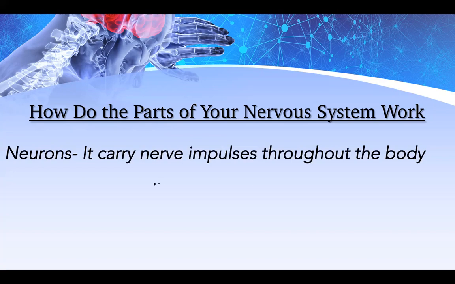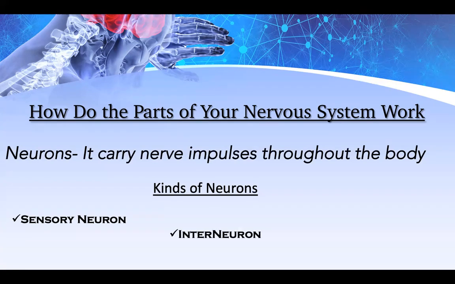And there are three kinds of neurons. First is the sensory neuron. A sensory neuron picks up a stimulus and converts it into a nerve impulse. The second is the interneuron. It carries a nerve impulse to another interneuron or to a motor neuron. And the third is the motor neuron. It sends an impulse to a muscle or gland, enabling it to respond.